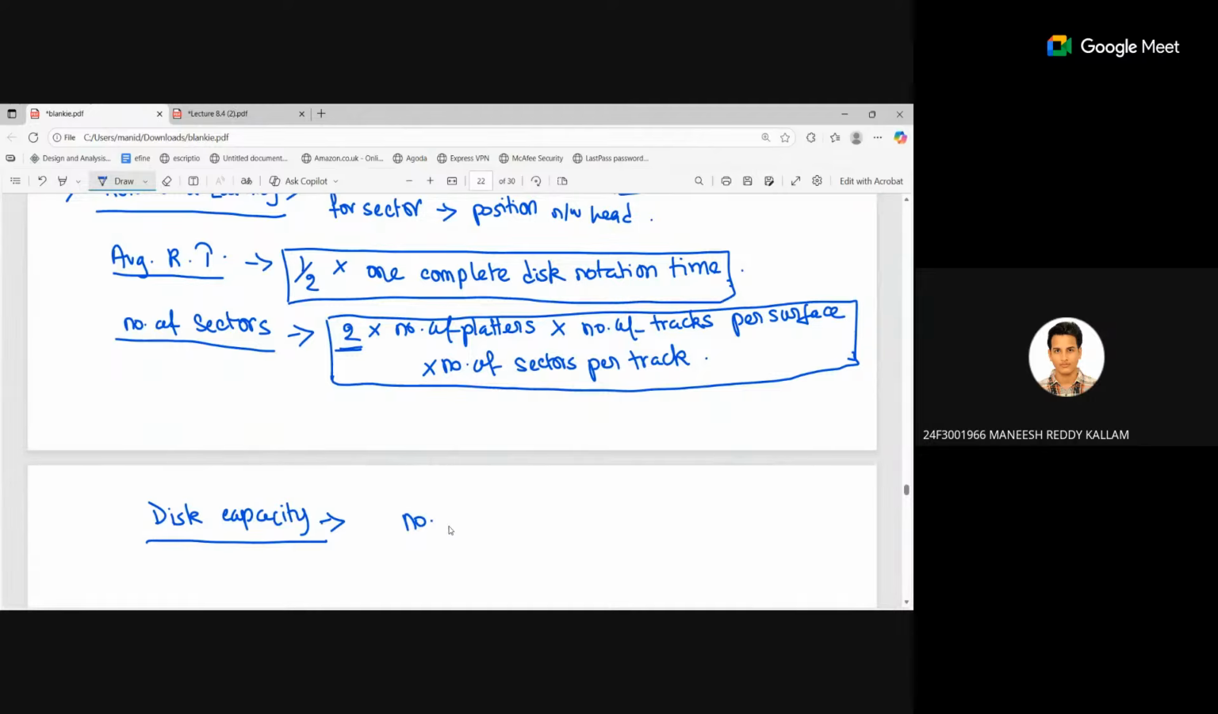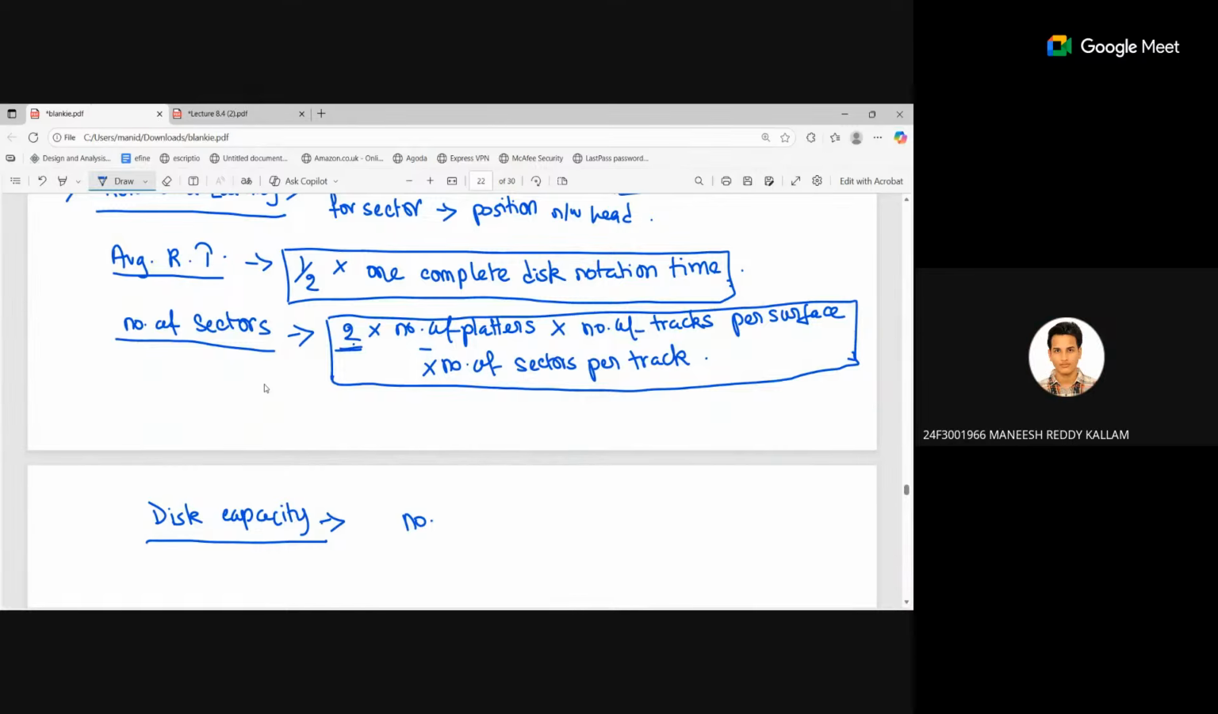Ma'am, sorry for interrupting. Could you once again repeat the number of sectors part? Yeah, so we are trying to find how many sectors are there in the entire hard disk. We saw that there are multiple platters and each platter has 2 surfaces, so 2 into number of platters. Then on each surface we have a number of tracks, so number of tracks per surface has to be multiplied. Then on each track we have a certain number of sectors present, so number of sectors per track. All of this together will give you the total number of sectors in the entire hard disk unit.